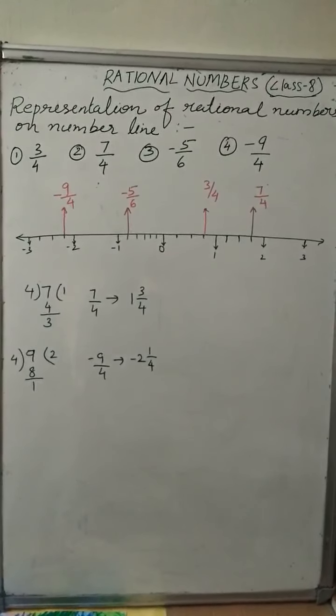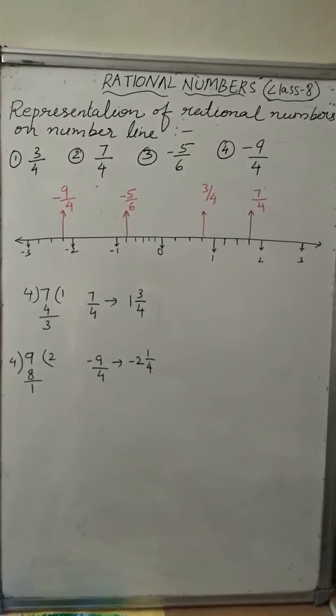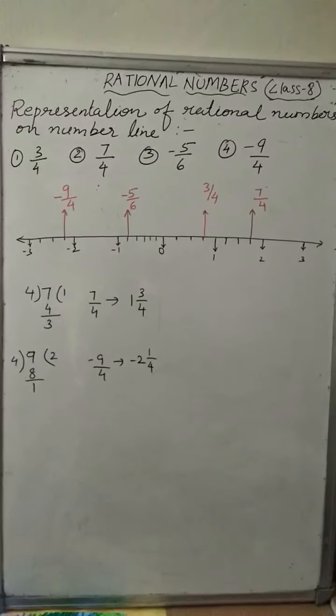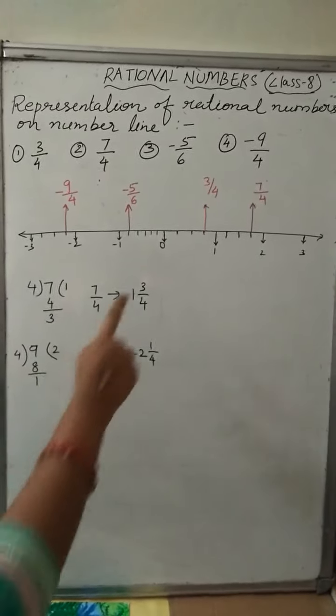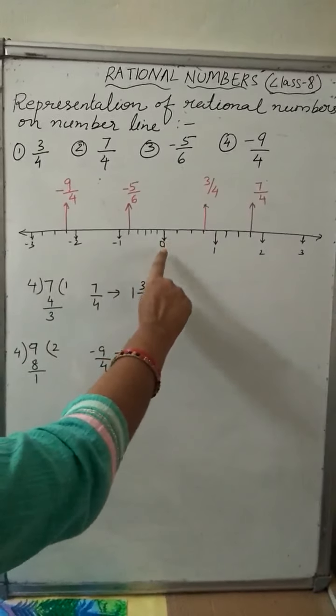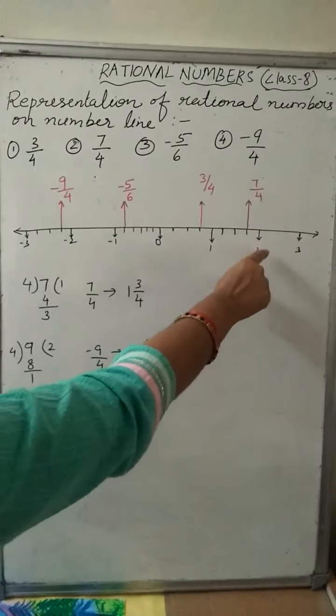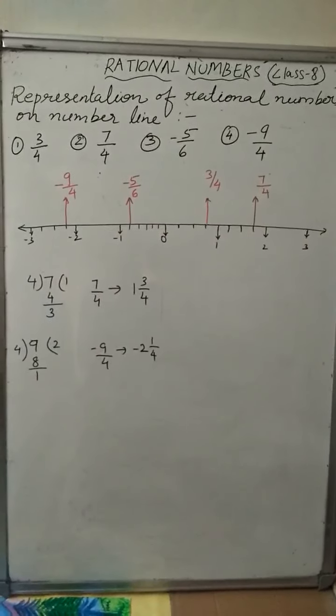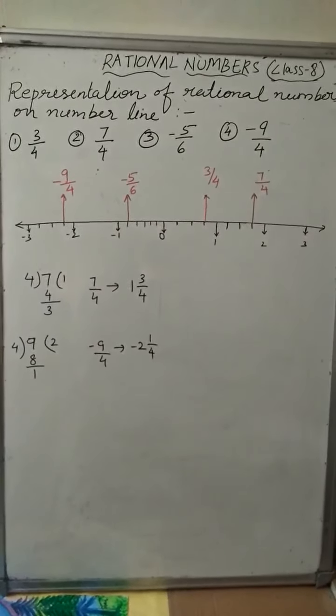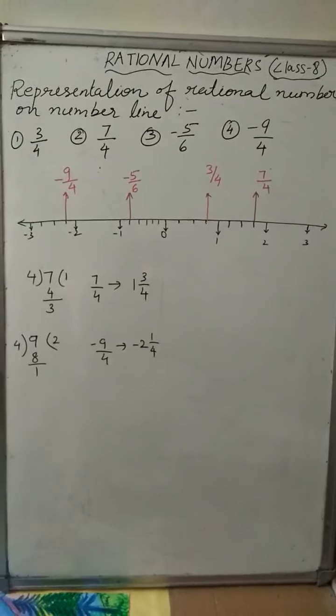Okay. Now, first you have to draw a number line by taking regular intervals. Regular intervals means distance between 0 to 1, 1 to 2, 2 to 3, that should be same. Either you take 1 centimeter or 2 centimeter as 1 unit.